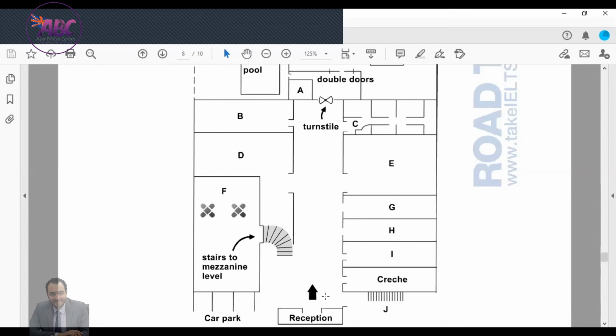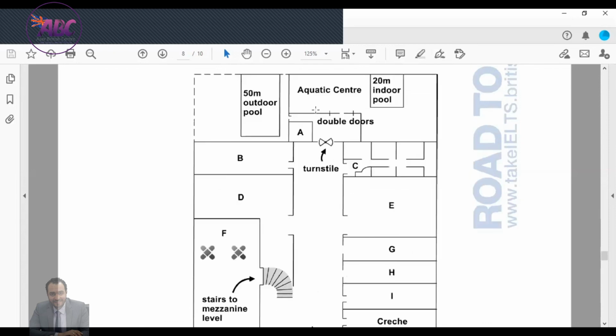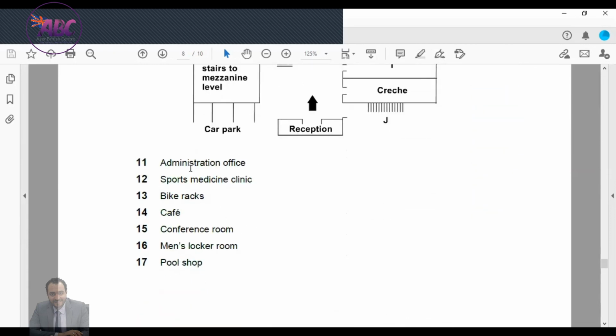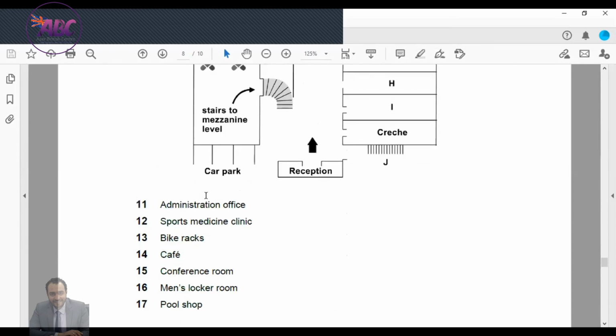So when going on, you will find that we have missing places: I, H, G, E, C, D, E, A, F. So we have labeled places already, like outdoor pool, double doors, and so on, while these other places are missing. So I want you here to label these places. Where is the administration office, sports, mechanic, cafe, and so on.